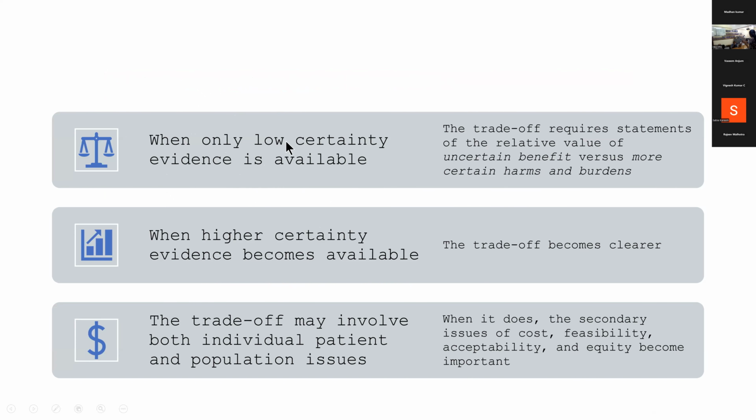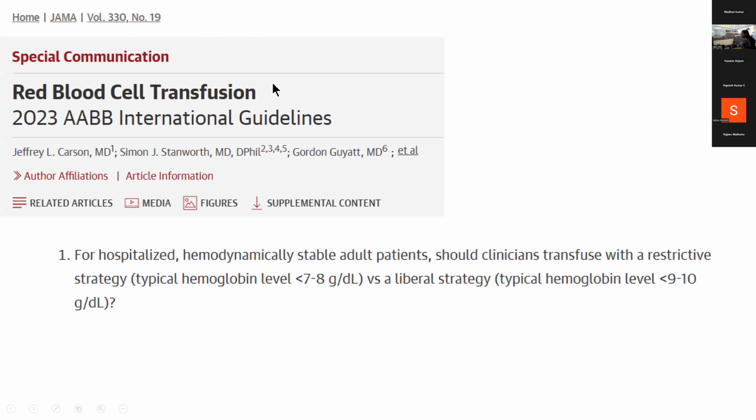Usually, like in COVID-19, many of our interventions didn't really have a straightforward benefit. So you must compare the benefit with very large harms and make a decision. But if you have a good certainty of evidence, it's very easy to make a judgment. And you must also look at the population issues. For example, with red blood cell transfusion, the question was, should you give transfusion if the Hb is 7, or should you give transfusion if the Hb drops below 9? So you have a liberal strategy and you have a restrictive strategy.